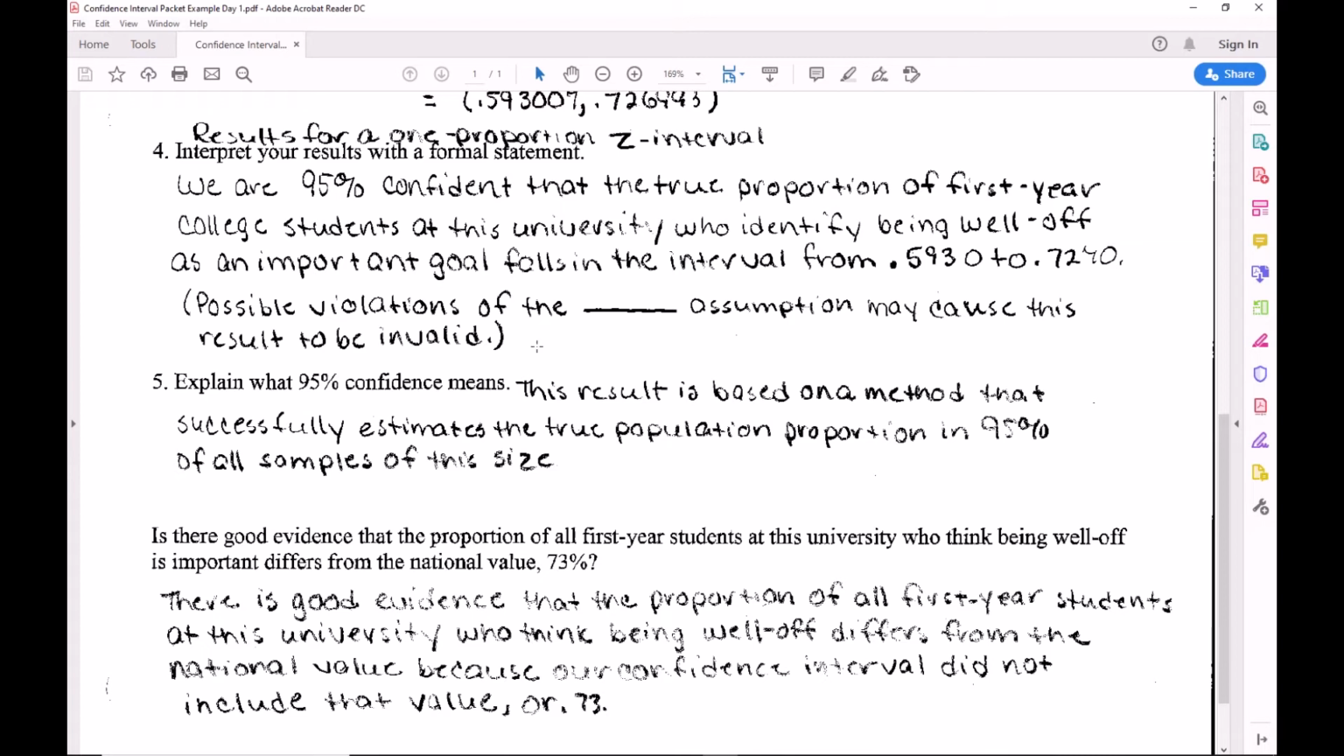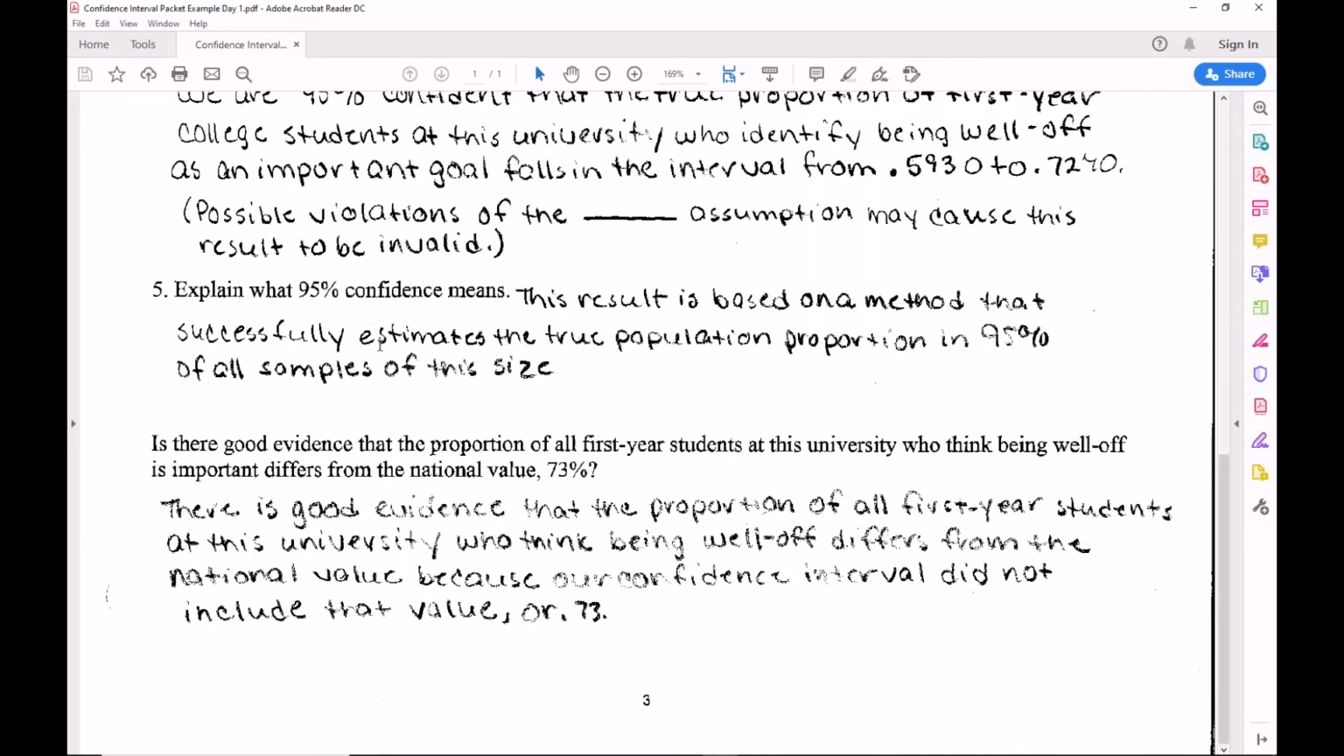Don't write this if your assumptions are fine. Haven't you written enough? Don't please me by just throwing that in there. You know, say possible violations of assumptions may cause this result to be invalid. Why would you put that there if your assumptions are fine? So don't. So that's what the parentheses are, just to show that it's optional.